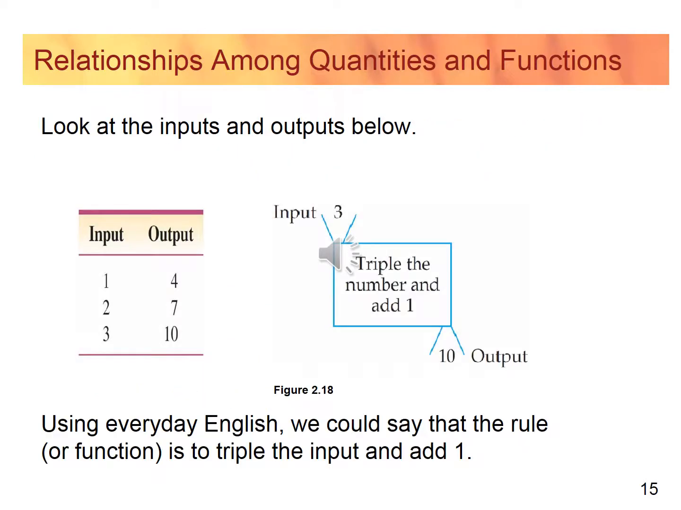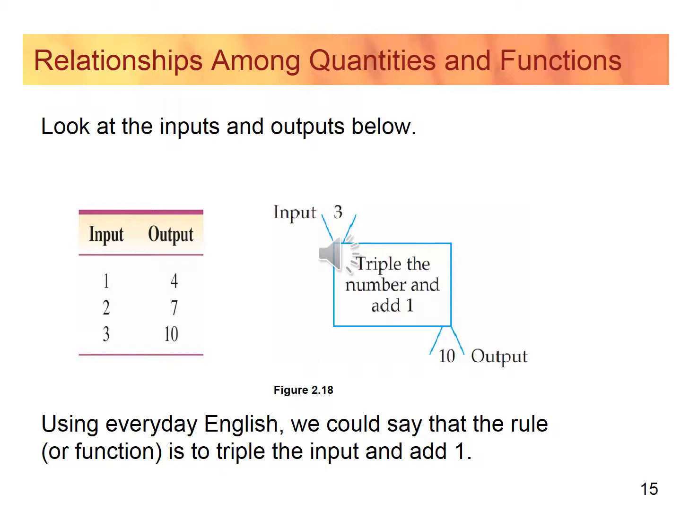Take a look at these graphics below. In this chart, we've got the input values of 1, 2, and 3, and the output values of 4, 7, and 10. If you think about this, what is happening to those numbers? When we put the 1 into the machine and get a 4 out, something's going on. Likewise, if we put the 3 in and get a 10 out, what do you think's happening? Well, what could be happening is we're tripling the number and adding 1. Let's see if that holds true.